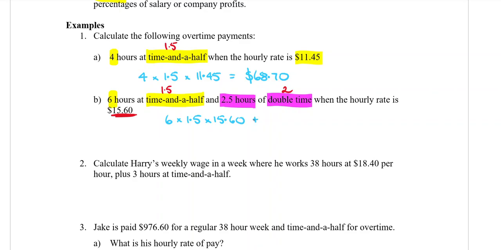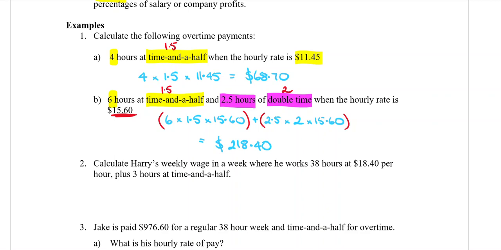Then I want to add to that the double time pay. They did 2.5 hours of double time when their hourly rate was $15.60. So if you like, you could put brackets around this first part. That's their time and a half pay plus this second one is their double time pay. You don't need the brackets, they don't change the calculation, but it just shows you the 2 parts that you are adding together. That makes a total of $218.40.